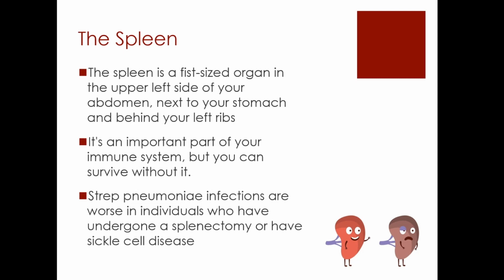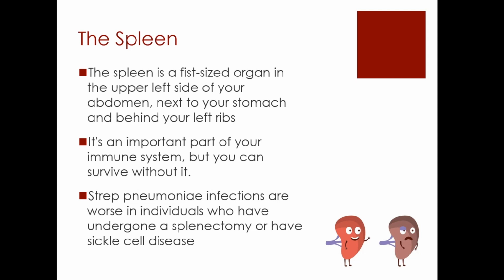One thing that's particularly important is speaking about the spleen. The spleen is a fist-sized organ to the upper left side of your abdomen, and it's a very important part of your immune system. You can survive without it, and there are people that survive without it. The reason you can survive without it is because the liver can take over many of the spleen's functions.